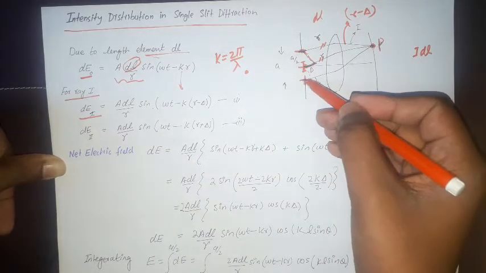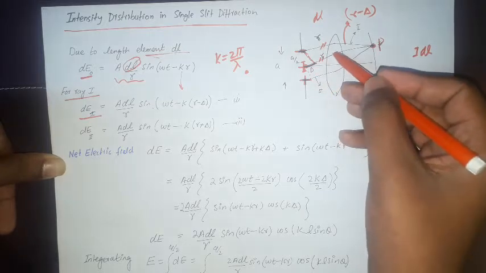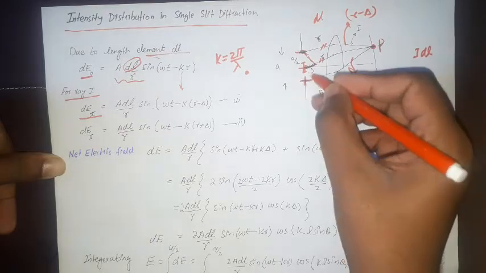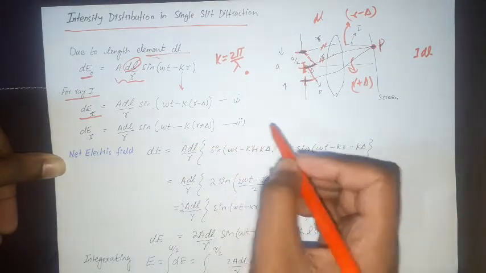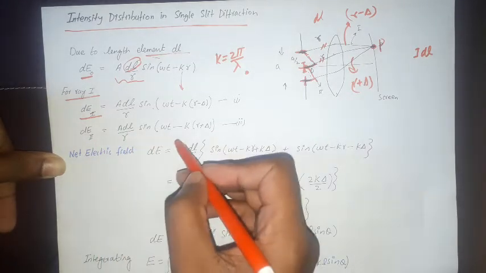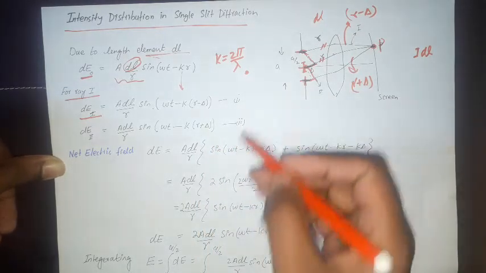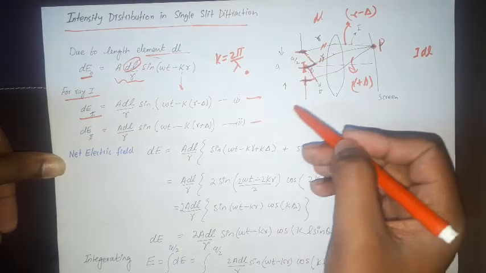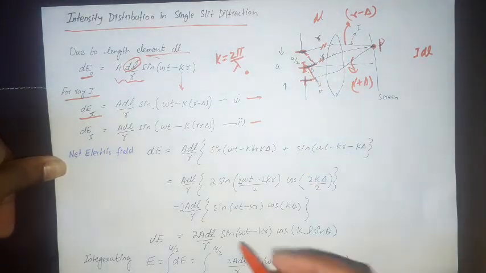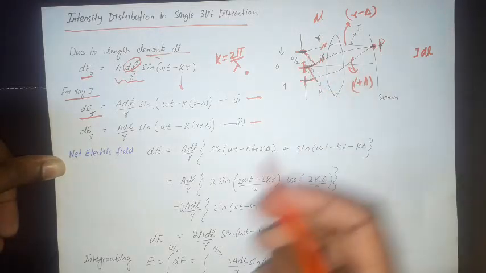Similarly for this lower length element, because it travels more distance, this length will be r plus delta, because this distance is delta. So for this lower length element I can write dE2 is equal to A dl by r into sine of omega t minus k times r plus delta. So this is equation 2. These two equations give us the electric field due to these two portions. If I want to find the combined electric field due to these two portions, I can add them.